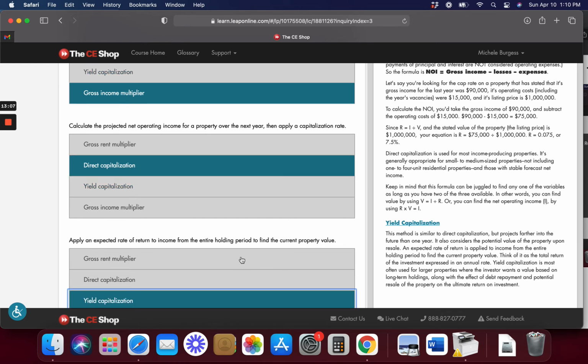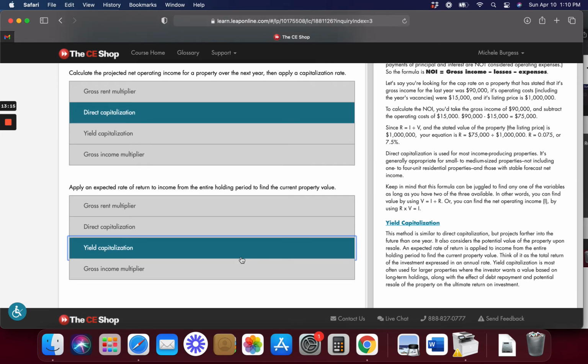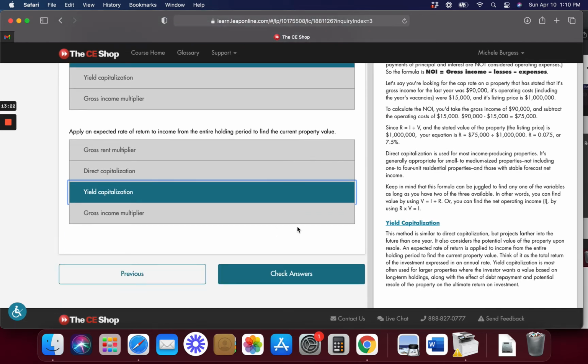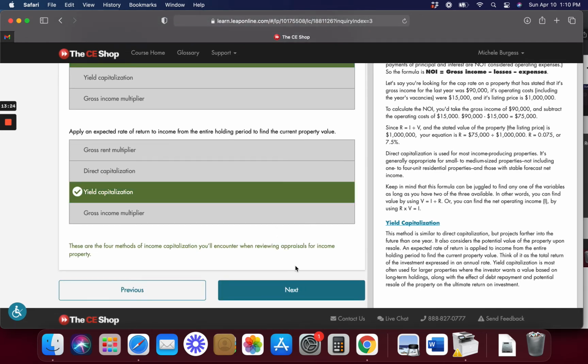All right, calculate the projected net operating income for a property over the next year. Then apply a capitalization rate. Apply an expected rate of return to income from the entire holding period to find the current property value. These are the 4 methods of income capitalization that you will encounter when reviewing appraisals.